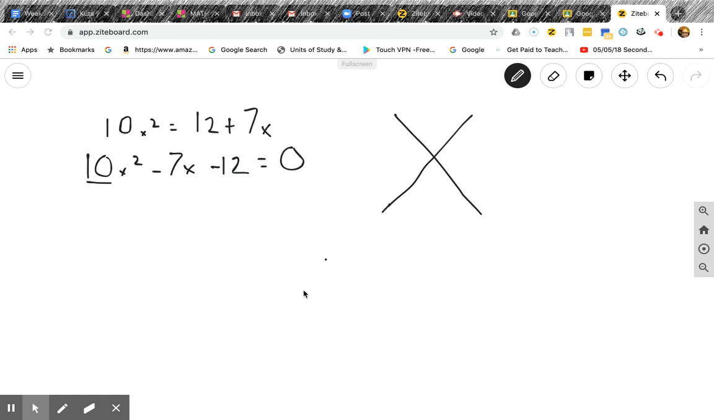Okay, so this is another problem on the sheet I gave you. This has a leading coefficient larger than 1, so it's a little bit more complicated. Again, you're going to need to move everything to the left side, which I did here. And then I'm going to use the X method.